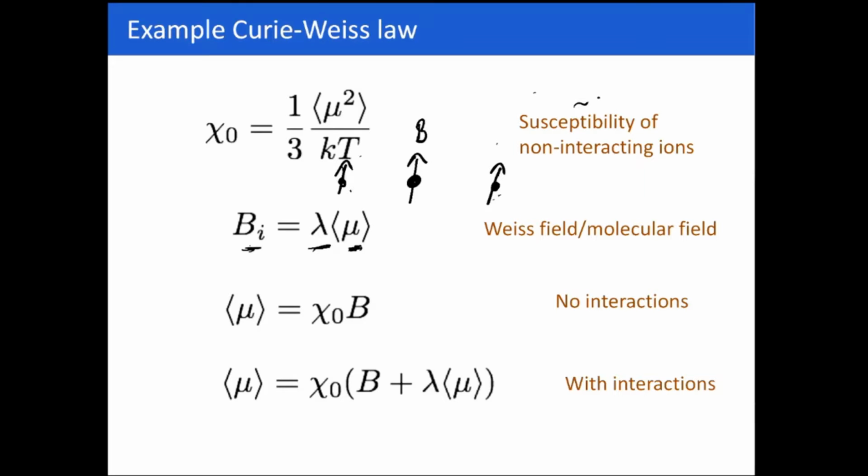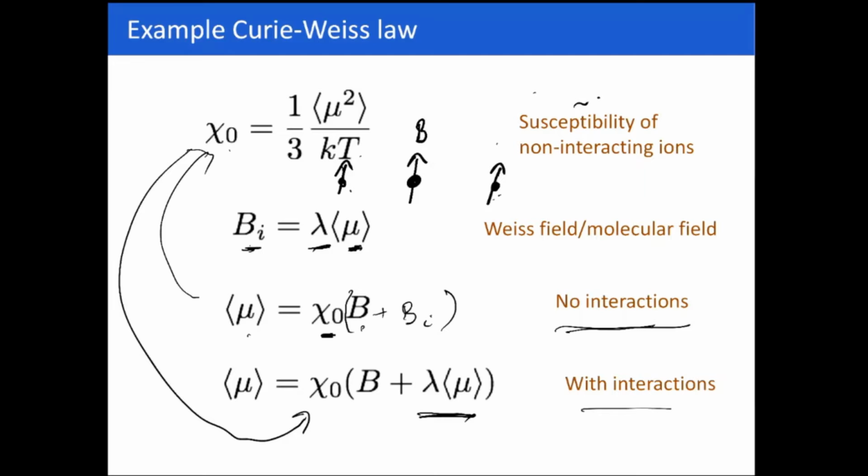In the case of no interactions, when we derived the Weiss law, the moment was just the susceptibility times the field. Now we're going to add interactions, which means we add an extra field due to the interactions, so we add a B_I as is done in the last equation. Now we can substitute our susceptibility in here and work out what would happen to our interacting system as a function of temperature.